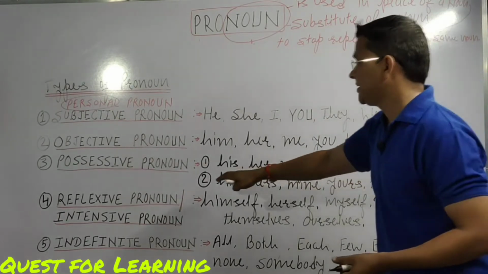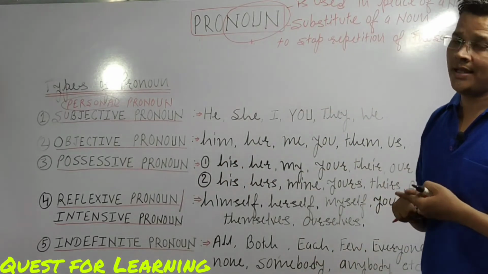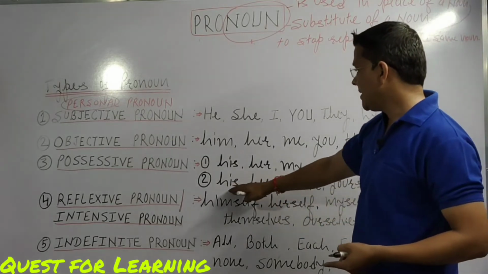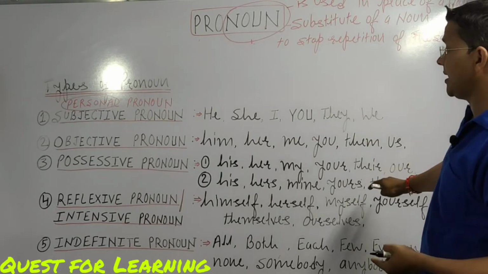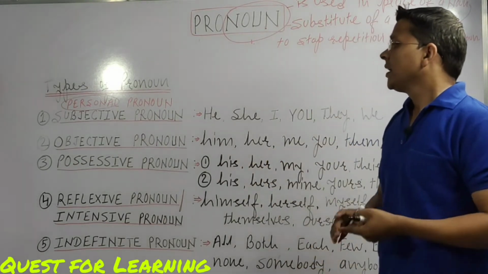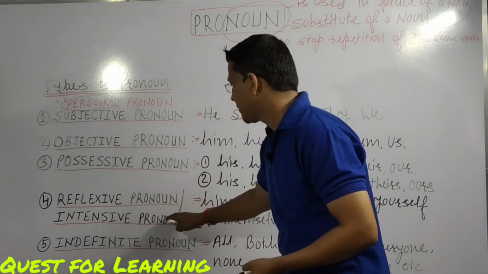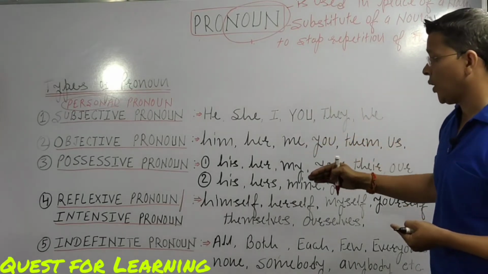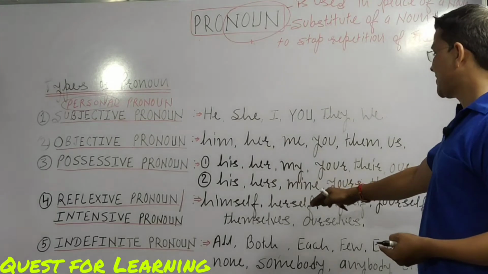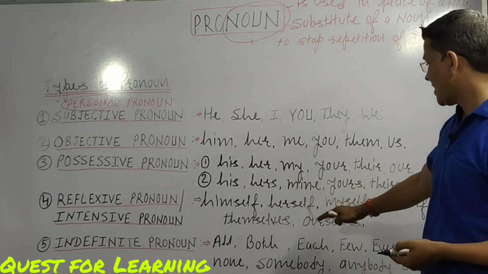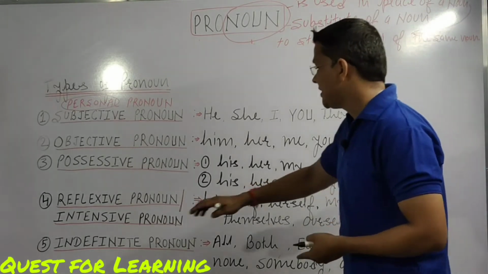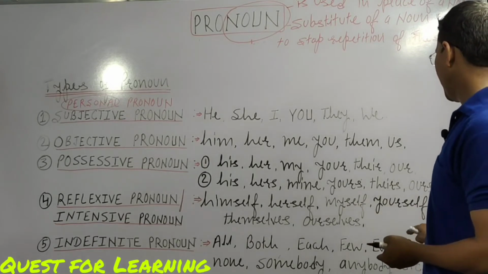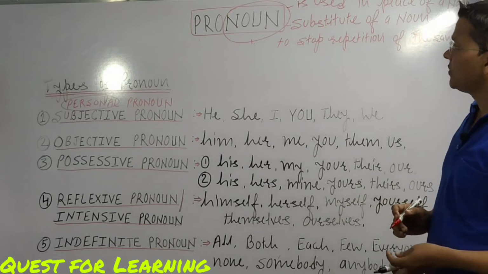Possessive pronouns have two categories. The first category: his, her, my, your, their, our. The second category: his, hers, mine, yours, theirs, ours. I will explain all the things in detail. The fourth types are reflexive pronouns and intensive pronouns. There is a minor difference between them, which I will let you know. Reflexive pronouns: himself, herself, myself, yourself, themselves, ourselves. Next we have indefinite pronouns: all, both, each, few, everyone, none, somebody, anybody, etc.